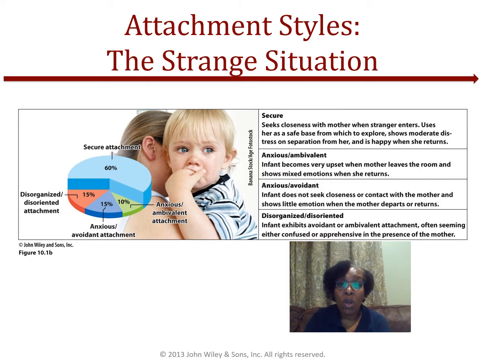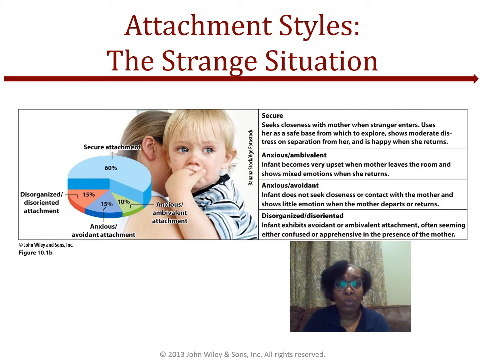Okay, now when we're talking about secure, about 60% in that study, when exposed to the stranger, the infant seeks closeness and contact with the mother. They draw toward mommy. First, they use the mother as a safe base from which to explore. Second, they show moderate distress at separation from the mother, and are happy when the mom returns. With the anxious ambivalent, 10% of the infants, they become very upset when the mother leaves the room. When she returns, the infant seeks close contact and then squirms angrily away.